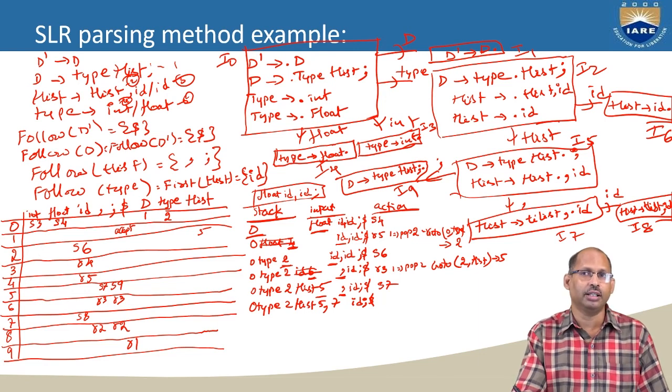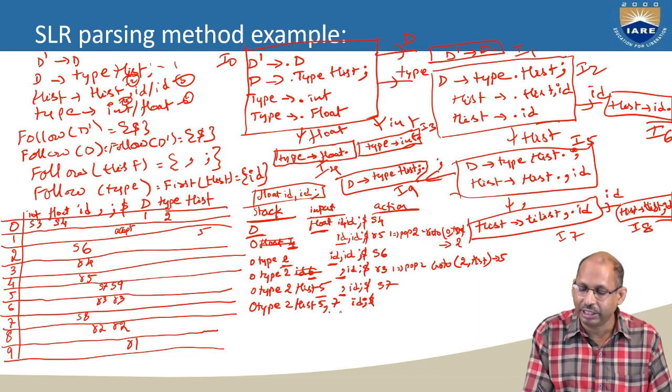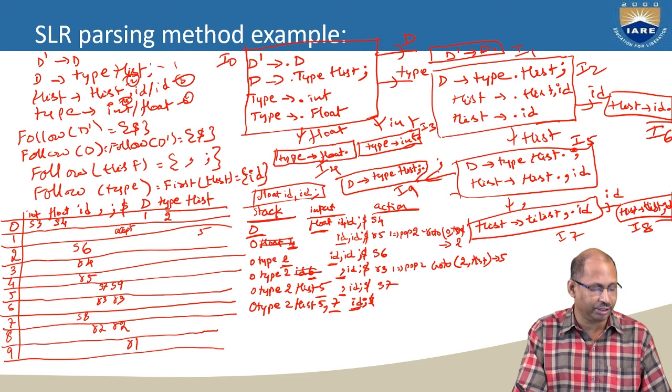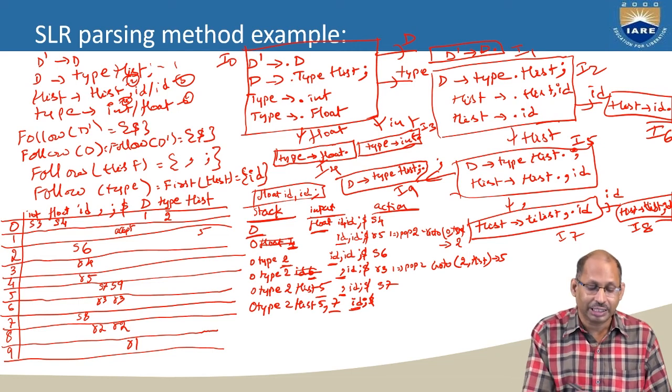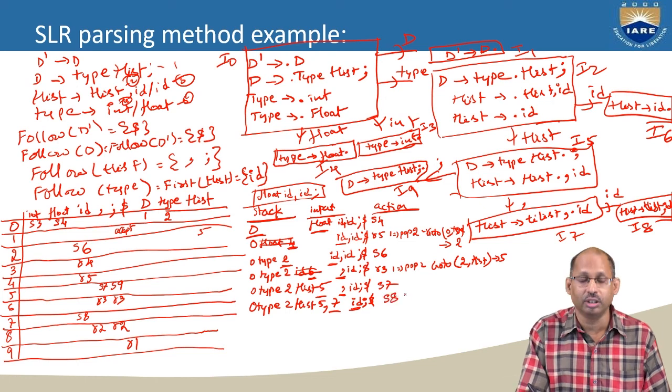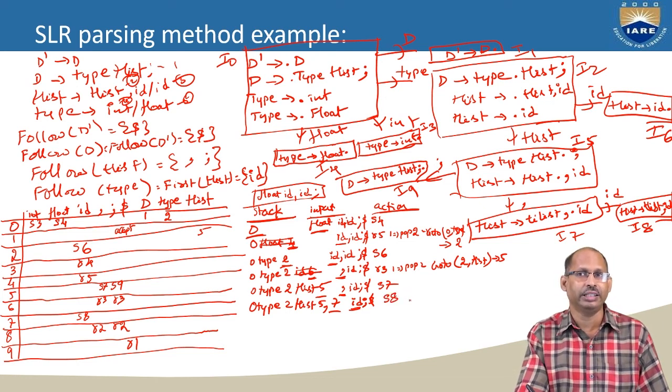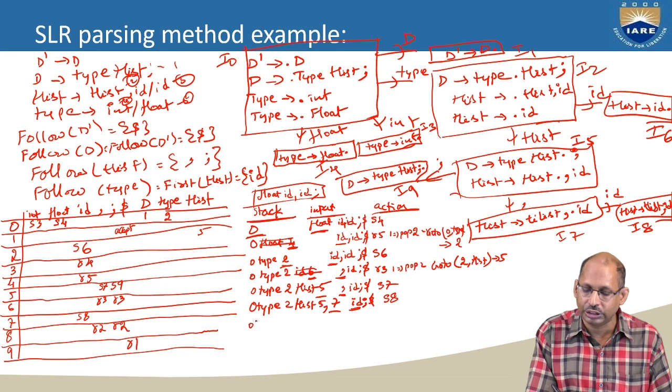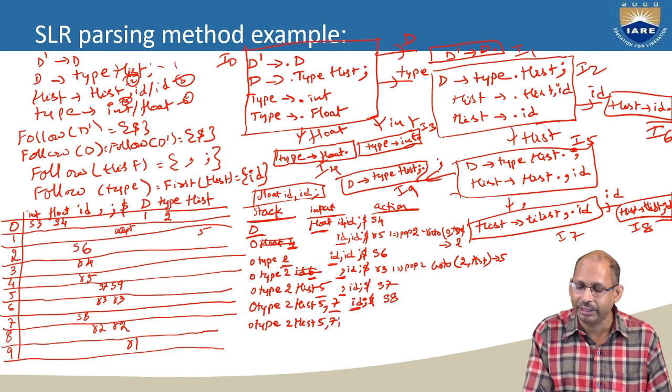id, semicolon, dollar sign. 7 and id. What do we have? 7 and id we have S8. So 0, type, 2, T list, 5, comma, 7, id, 8.